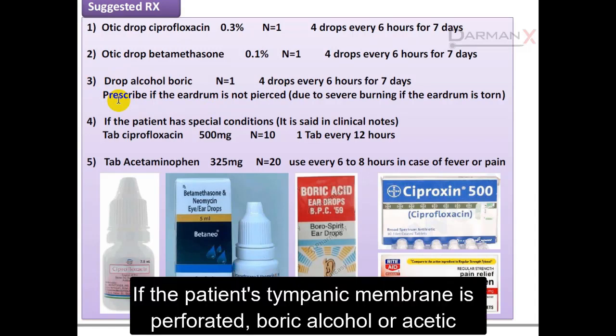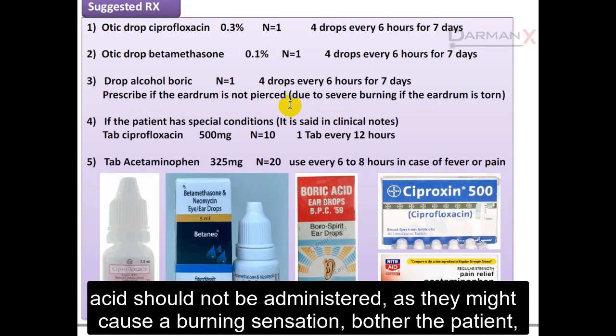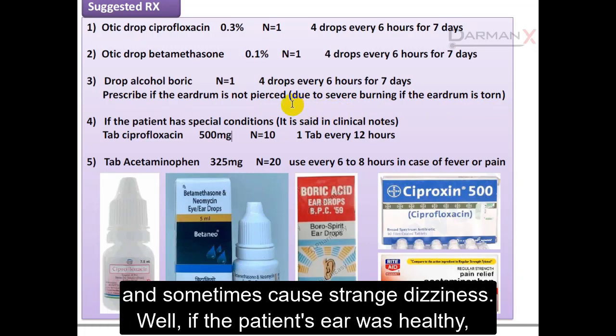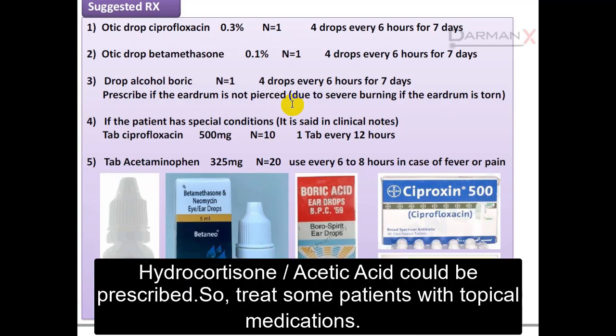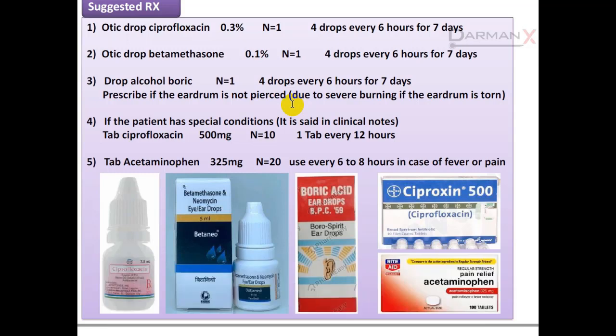If the patient's tympanic membrane is perforated, boric alcohol or acetic acid should not be administered, as they might cause a burning sensation, bother the patient, and sometimes cause strange dizziness. Well, if the patient's ear was healthy, prescribe 2% acetic acid or 2% boric alcohol, or a combination of drugs such as hydrocortisone and acetic acid. So, treat some patients with topical medications.